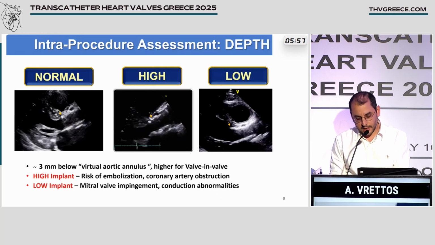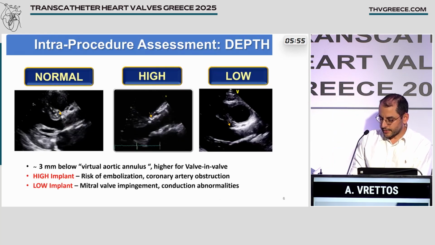So, for example, with echo, we can evaluate the depth of the TAVI stent. Normally, it should lie about 3 millimeters below the virtual aortic annulus. If you have a high implantation depth, then there is a risk of embolization and coronary artery obstruction. With a low implantation, you may cause mitral valve impingement or conduction abnormalities.